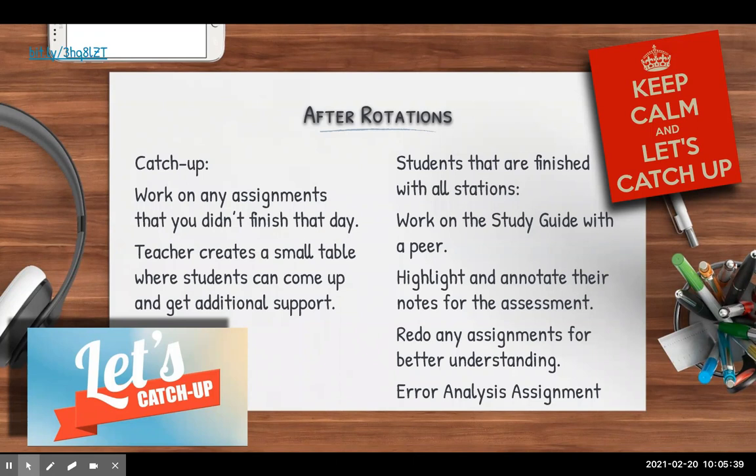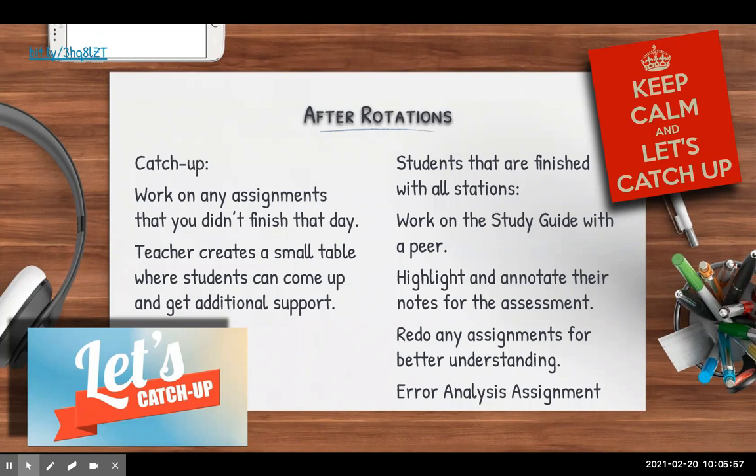Now, after the kids go through, let's say all 5 stations or 4, a lot of teachers like to do 4. I did 5 because I wanted smaller groups. I didn't want groups that'd be larger than 6 people, and I had 42 in each class. So I tried to make them a little smaller. And so after they do all 5, we do a catch-up day.